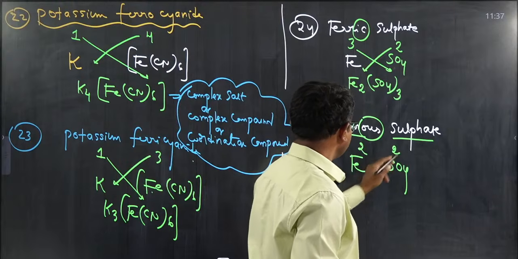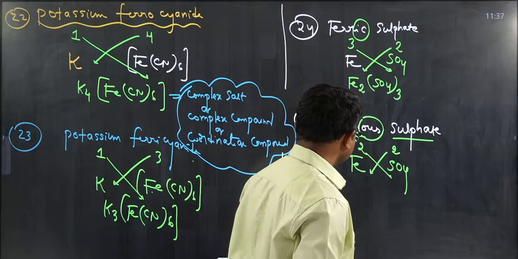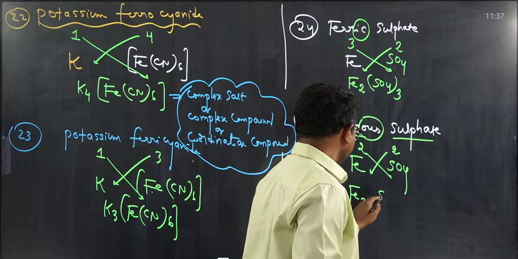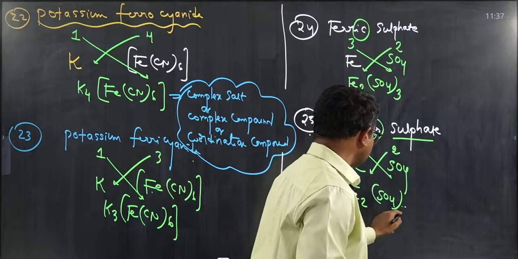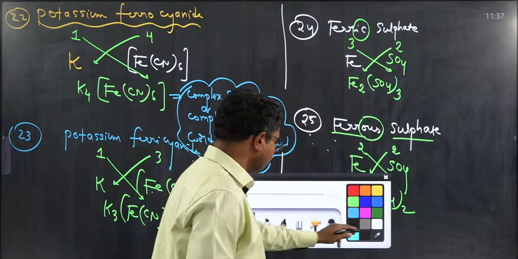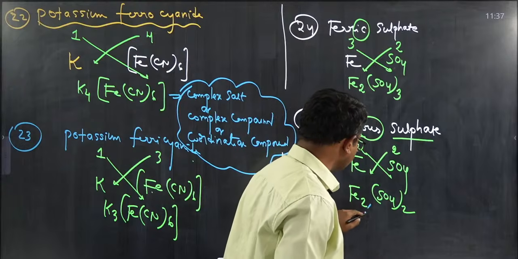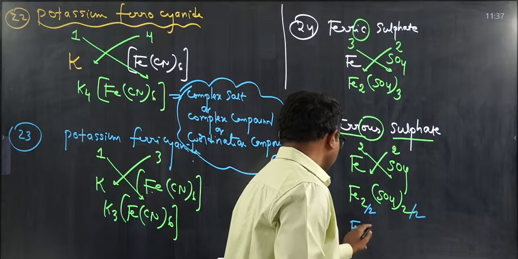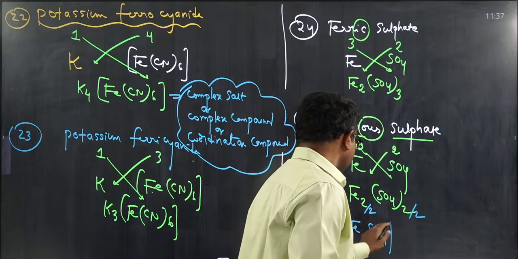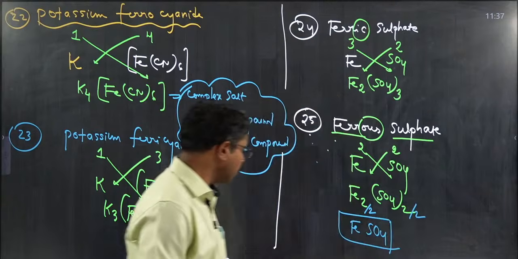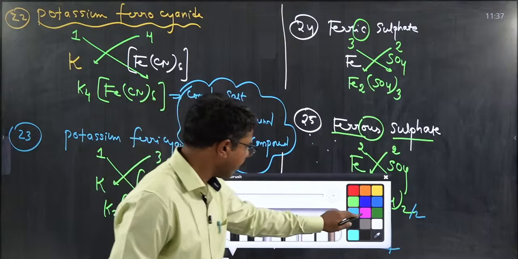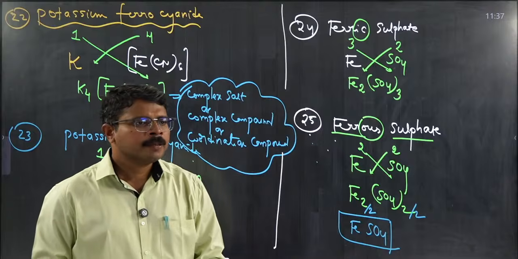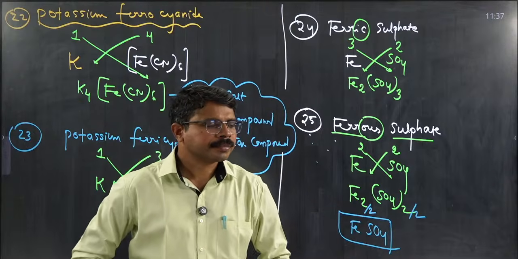Valences of these two ions are 2 each, and after doing cross, you are getting the formula as Fe2(SO4)2, and there is a common factor. You must divide with the common factor. Ferrous sulfate formula is FeSO4. I hope you are following. Good.